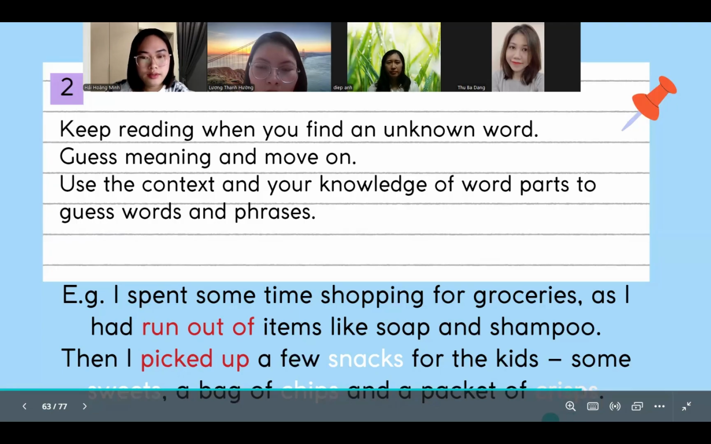So if you face the word snacks and you don't know its meaning, the dash here can explain more about the term snacks. You can know that snacks means some sweets or a bag of chips and a packet of crisps, right? So what are snacks? Snacks are like sweets, chips or crisps, right? Okay.